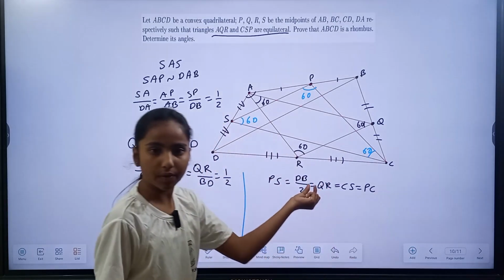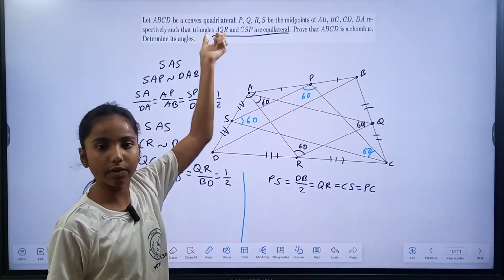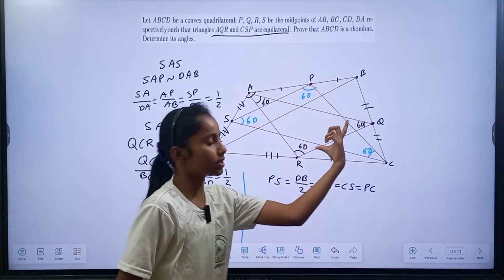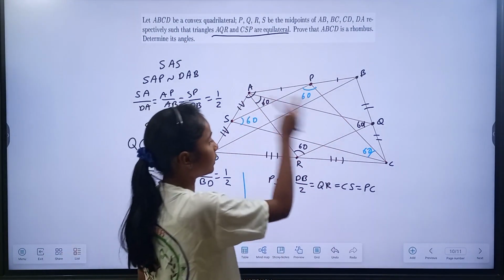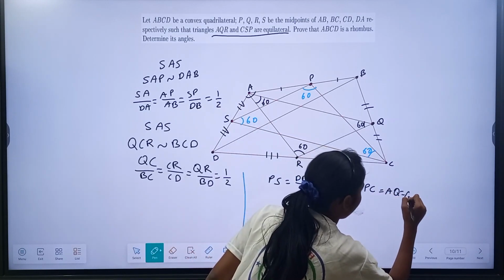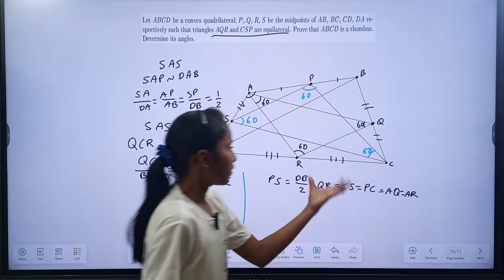And we also have QR in the equilateral triangle AQR. We have this side QR. So we can write this is also equal to AQ equal to AR. So we have all of these equal.